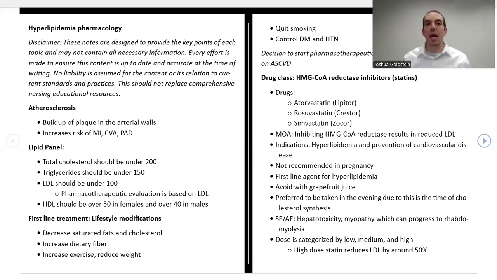So let's talk about labs for a minute. When we talk about cholesterol, we're always going to talk about a lipid panel. A lipid panel is going to have four primary numbers on it: your total cholesterol, your triglycerides, your HDL, and your LDL. Now, the correct numbers should be on here. Your total should be under 200, your triglycerides under 150, LDL under 100, and your HDL should be over 50 in females or over 40 in males.